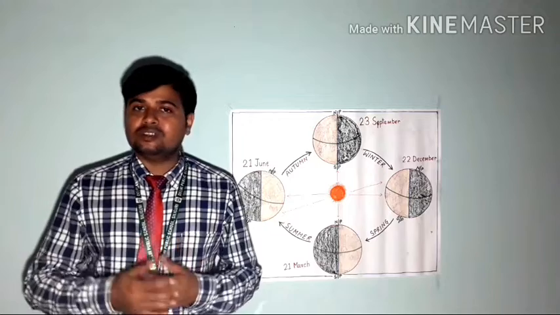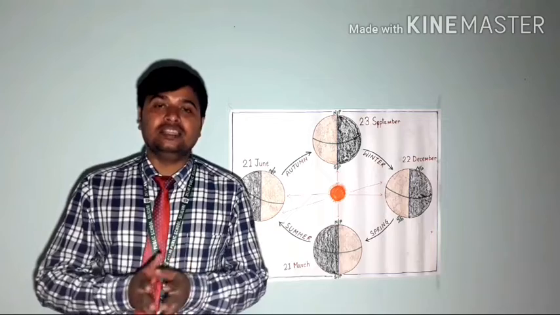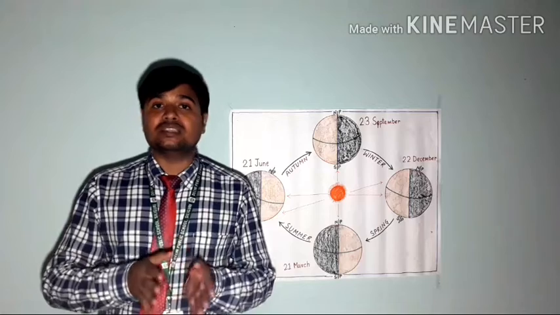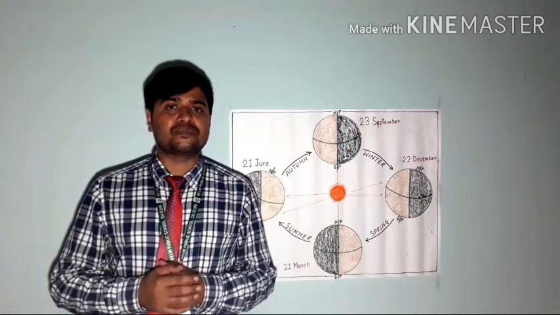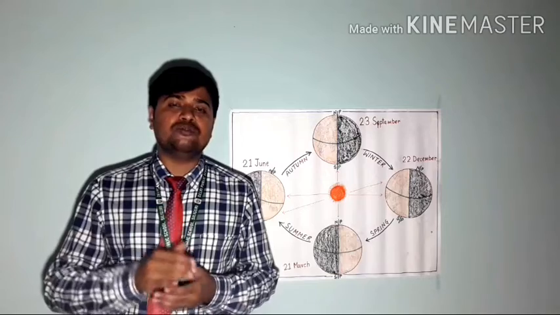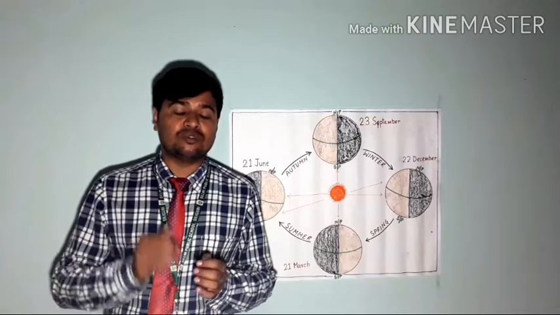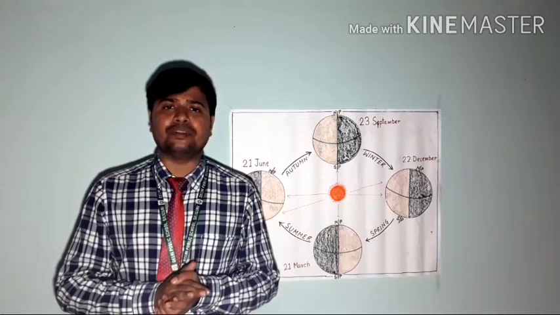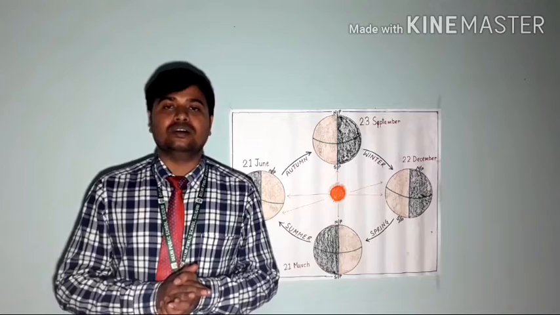So, you learned that due to the revolution of the earth and its tilted axis, sometimes the northern hemisphere is closer to the sun and sometimes the southern hemisphere, and sometimes both hemispheres get equal sun rays. That means the distance between the sun and the North Pole and South Pole is equal. All this happens because of the axis and orbit of the earth.